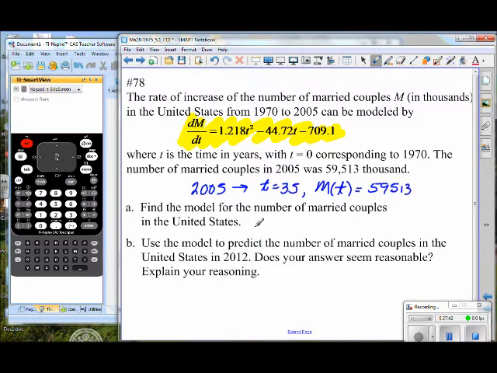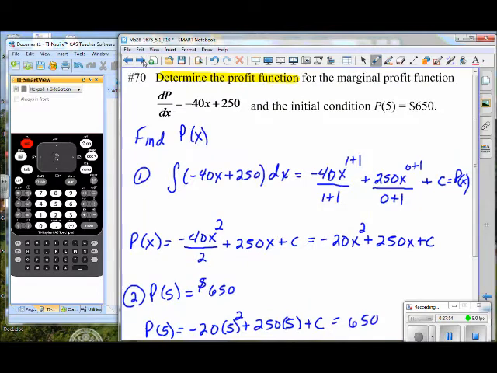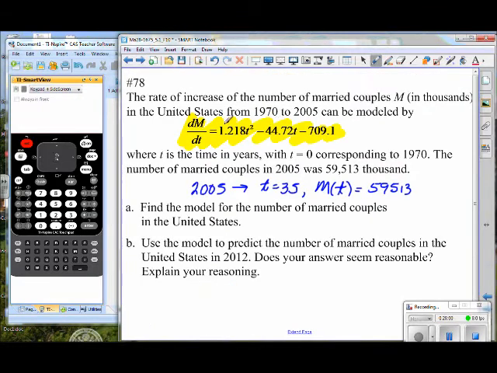513,000. Okay, first thing we need to do is find the model for the number of married couples. Again, this is no different than asking us to solve the differential equation. As in this problem, we're given the derivative and we're asked to go back to the function.